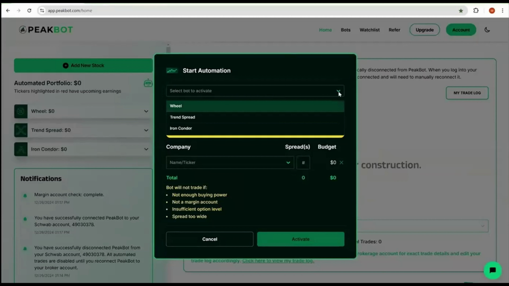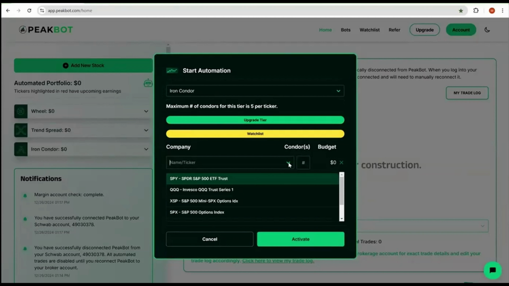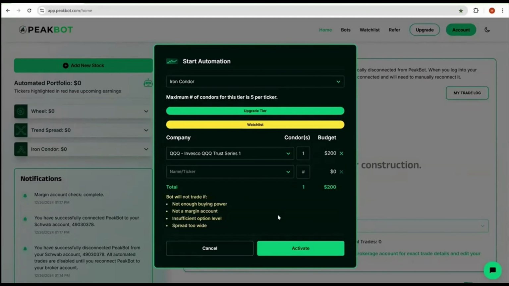I already looked at it. The Iron Condor on this wants to trade S&P 500 index or S&P 500 ETFs. So we're going to pick QQQ for this one. We've got one contract and our budget's $200, which is basically a $200 loss any given day. And we could do up to like 5.